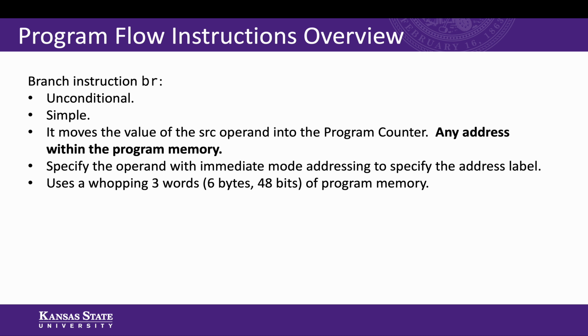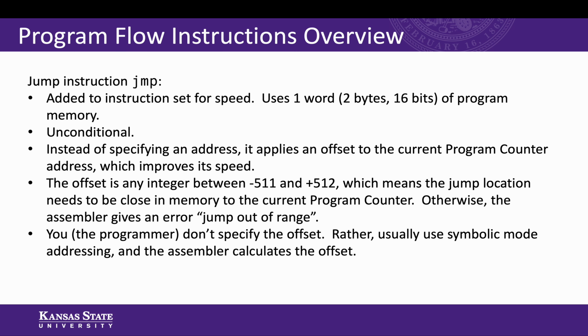But the problem with branch is that it turns out it requires a whopping 3 words of program memory. If you remember, I said that instructions are either 1, 2, or 3. So this is actually a slow, relatively, operation, slow relative to the jump instruction, JMP. So jump is added just for speed. It uses 1 word of program memory. And you might say, well, what's the catch? Like, how can it do that, right? So the catch is this. Instead of specifying an address, it applies an offset to the current program counter. This is what improves its speed.